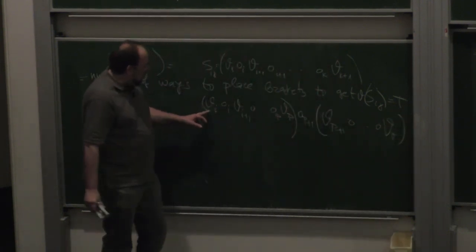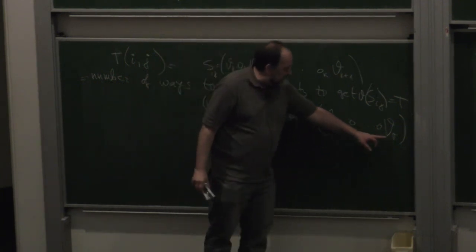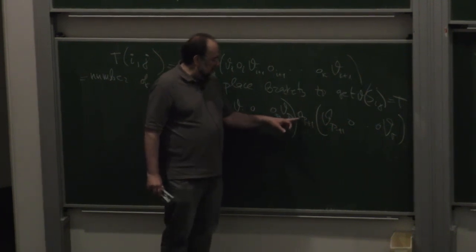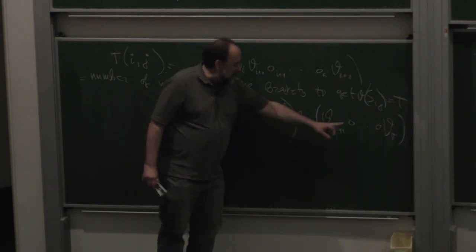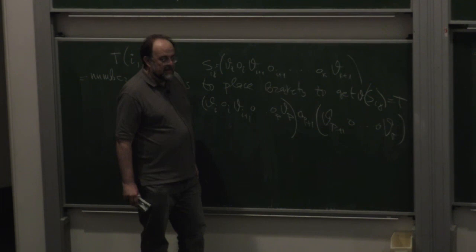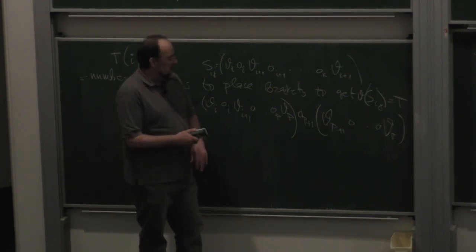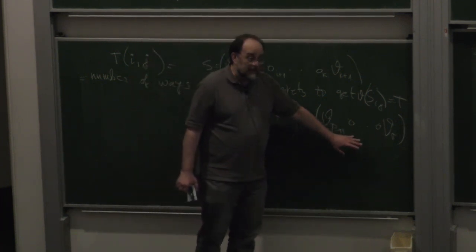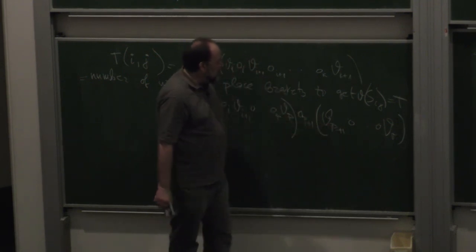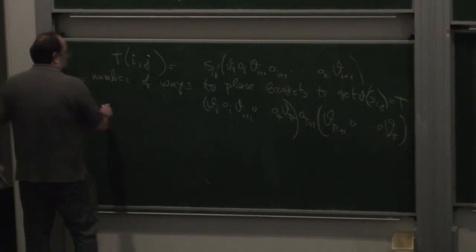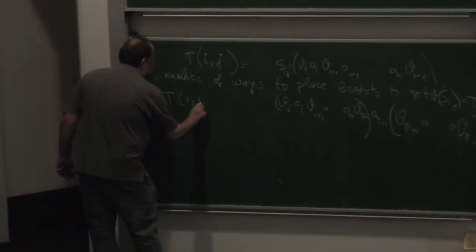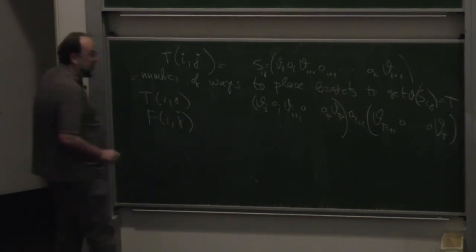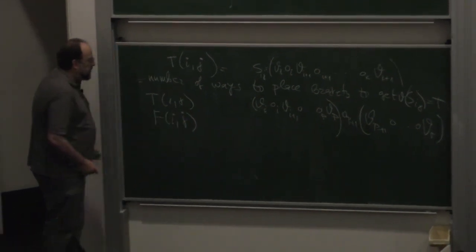If I know how many ways I can make this true and how many ways I can make this true, is this enough to compute in how many ways this is then true? What is the operation here that causes trouble? XOR. Because this can be true and this can be false, right? And XOR will be. So we need to keep track of both T of IJ and F of IJ, right? What will be the recurrence then?